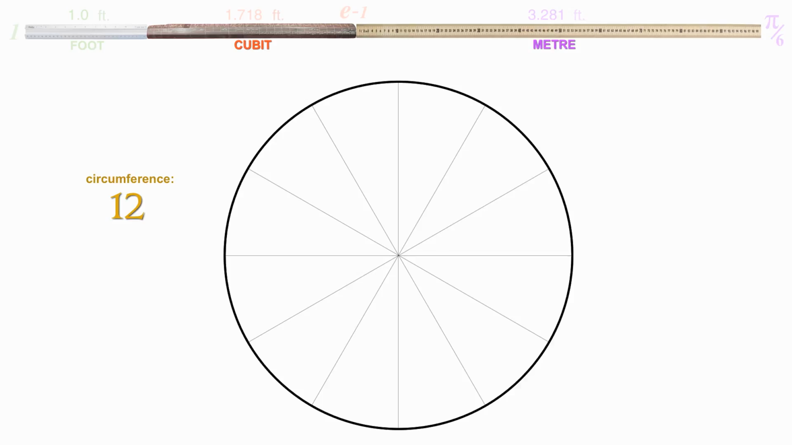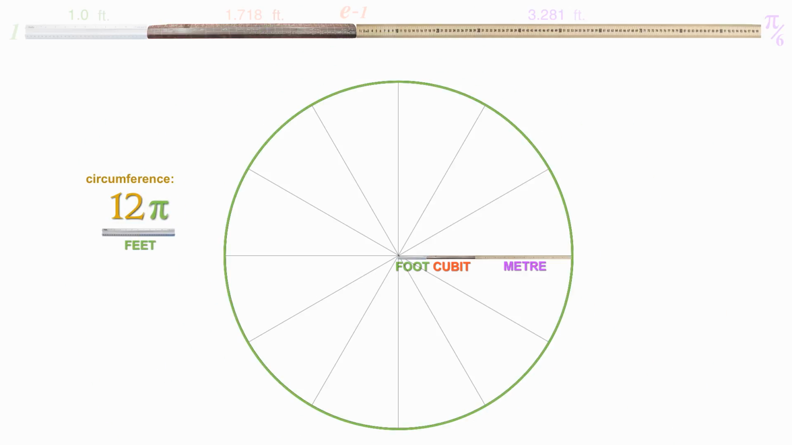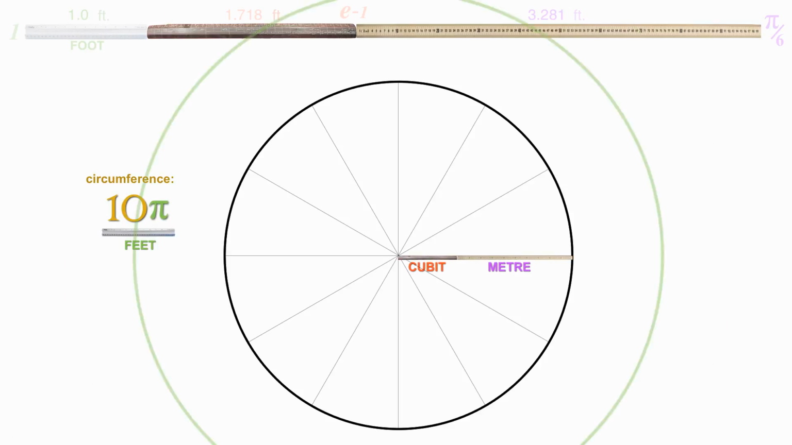Let's take the whole thing now. Make foot, cubit, meter the radius of our circle. The circumference now is 12 pi feet. That's to an astounding 99.9993% accuracy. Or look at just cubit meter as the radius. Let's stretch this here. That's now 10 pi feet circumference.